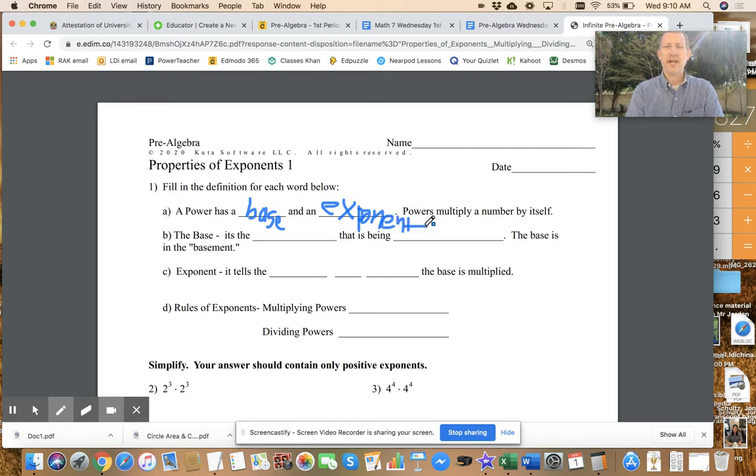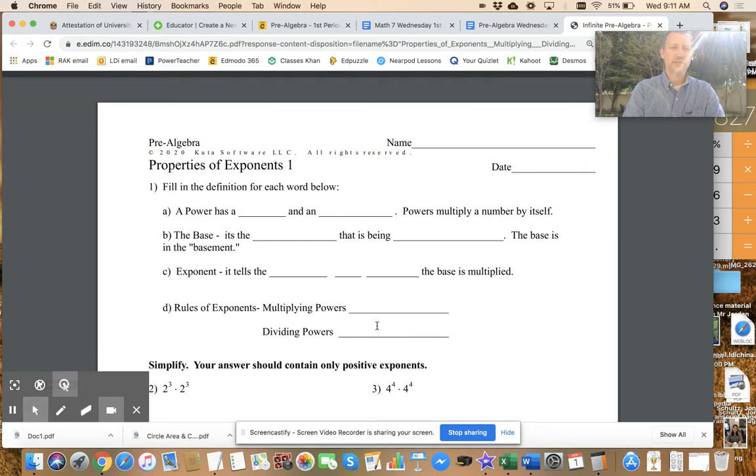Just remember that powers tell you how many times to multiply a number by itself. The number you're multiplying is the base. How many times do you multiply the base? The exponent will tell you. If it's negative, that means you're dividing it. All right, so let's go ahead and look at this worksheet. Let's do a few example problems.